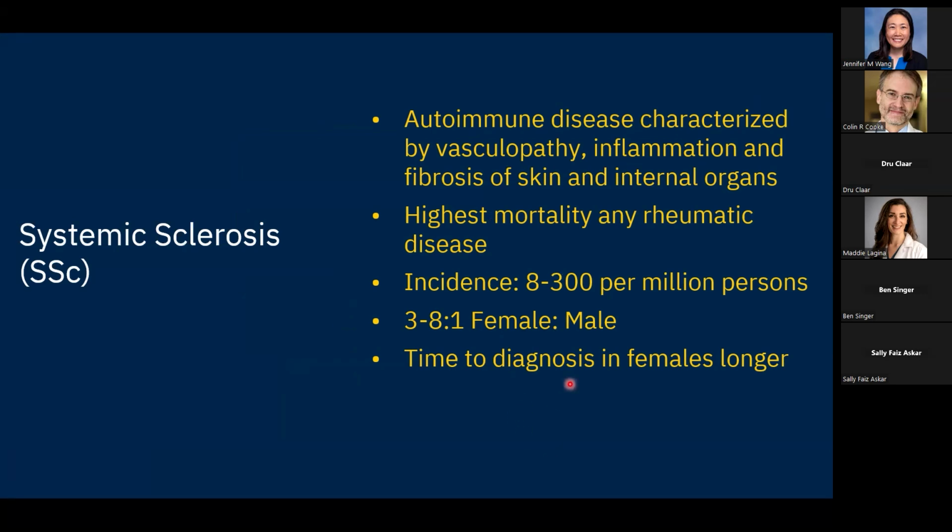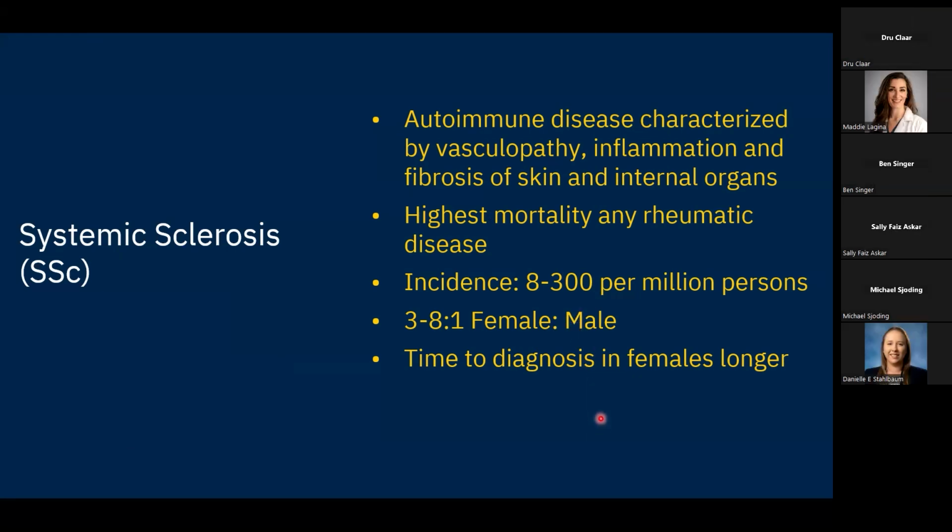And the incidence varies quite a bit depending on which population you're looking at. I usually quote people 6 to 8 per million persons. And then the most common time to develop scleroderma is females in their 40s and 50s, but we see it from pediatric through older ages as well.